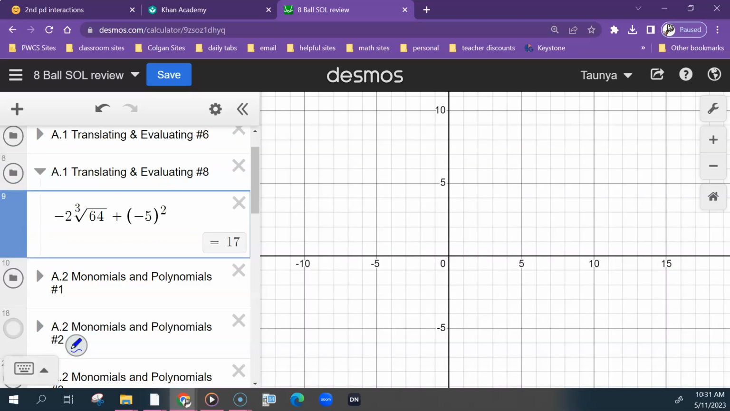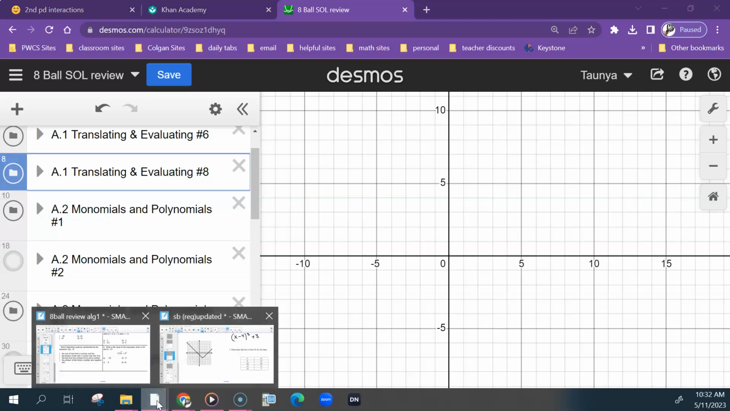Other questions on the first page? If not, go on to the next page. Any of those we want to talk about the answer? How do we do that in Desmos? What was the correct answer?